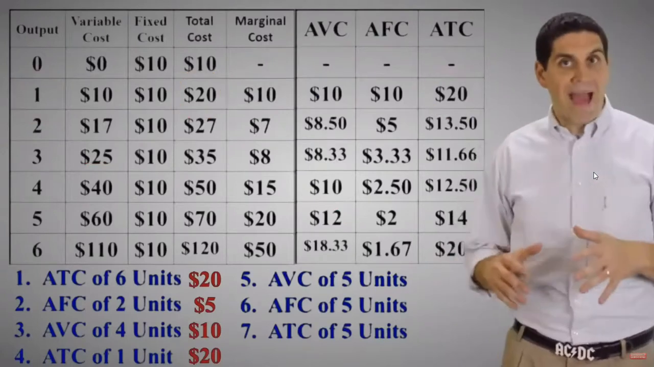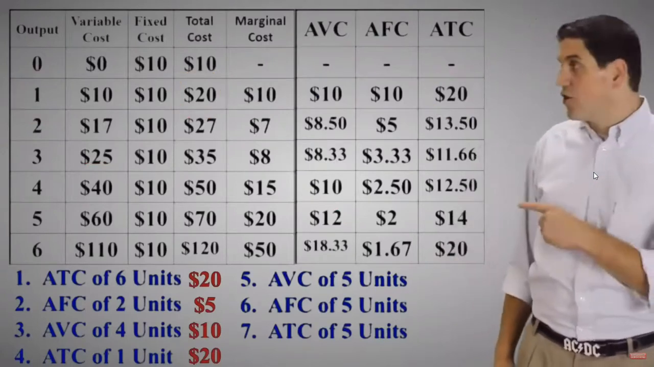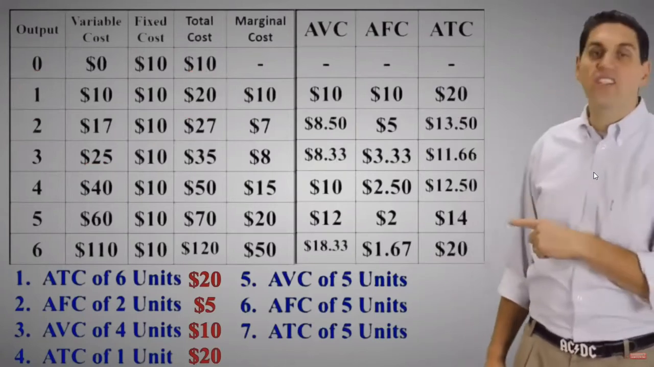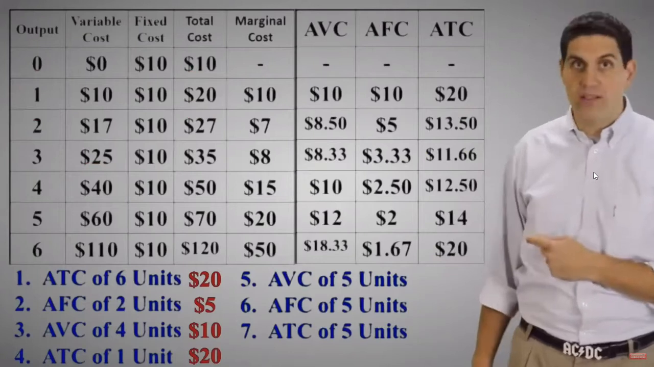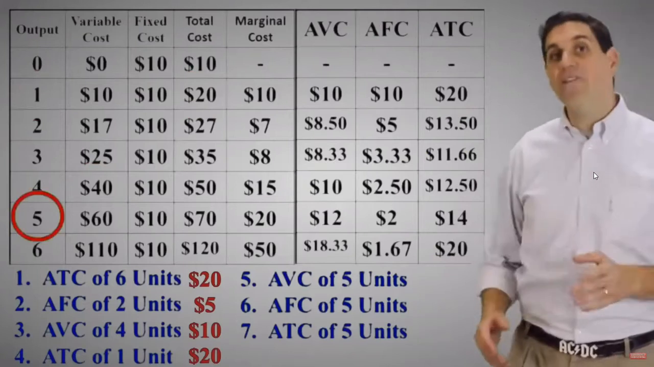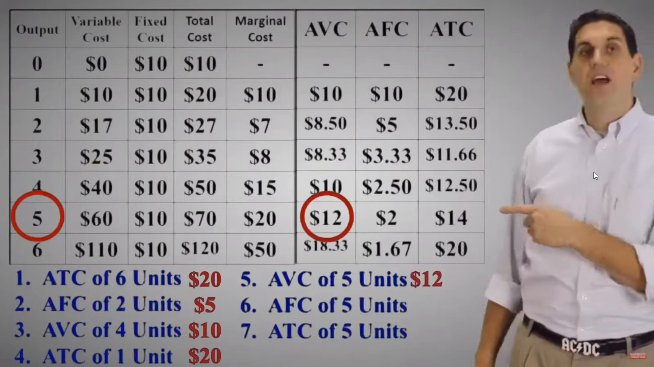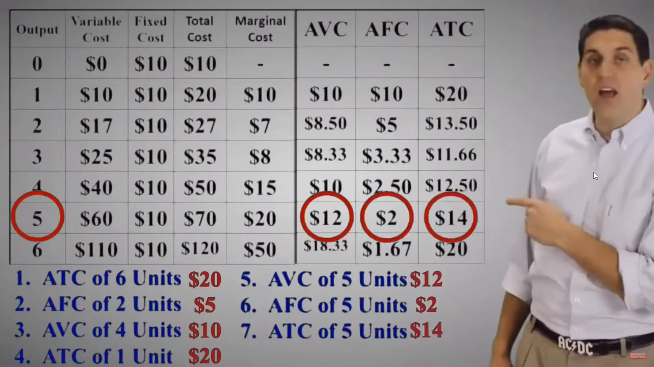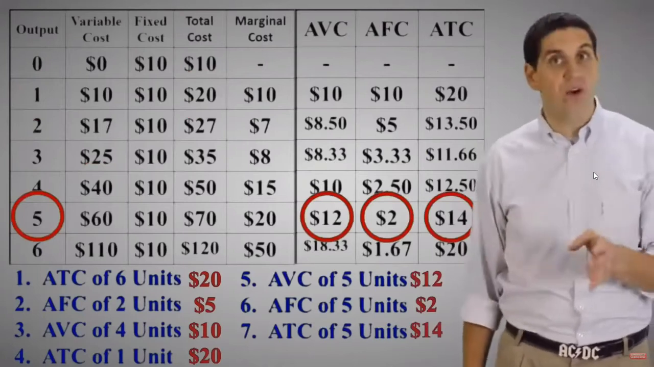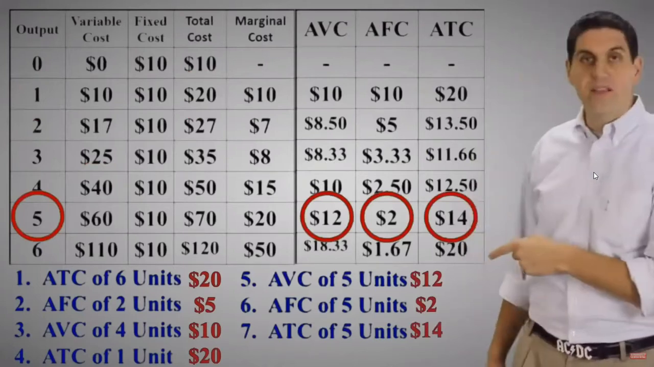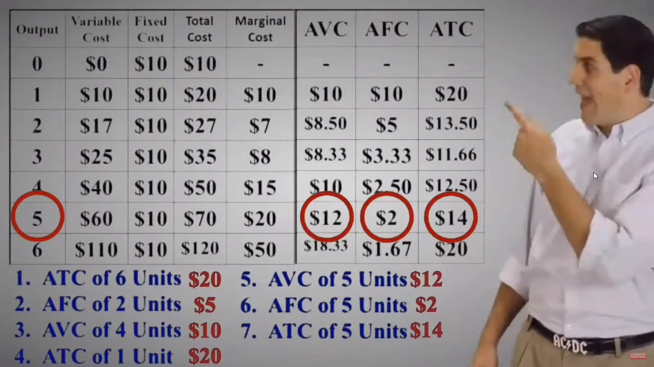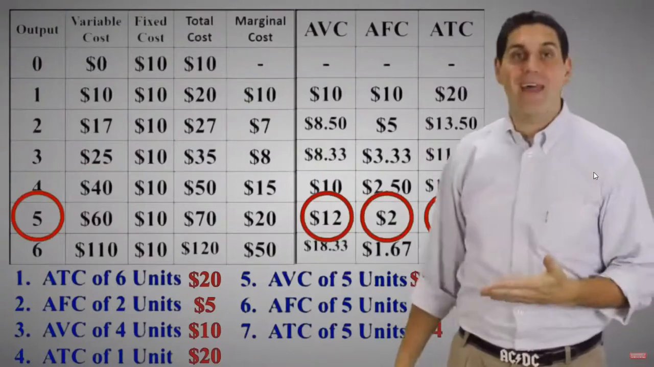Now let's take a step back and find out something you might not have noticed first time around. Notice that the average variable cost plus the average fixed cost equals the average total cost. For example, for 5 units, the average variable cost was $12, the average fixed cost was $2, and the average total cost was $14. 12 plus 2 equals 14. That's how it is for every single one of these. The average variable cost plus the average fixed cost equals the average total cost. Actually, this is not that bad. I kind of like cost curves.